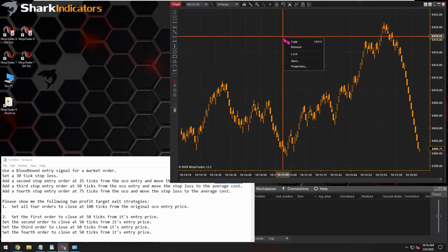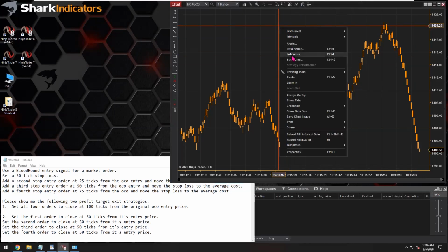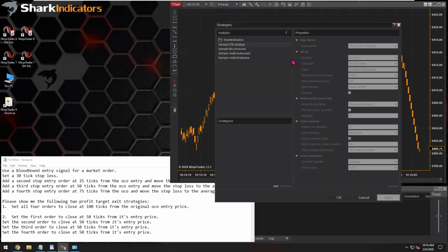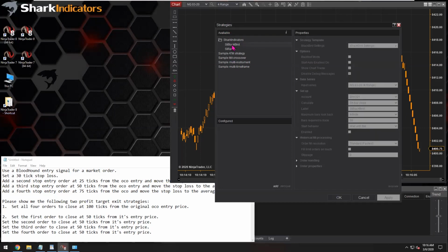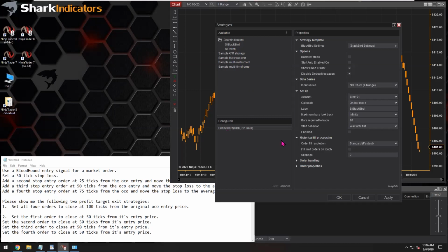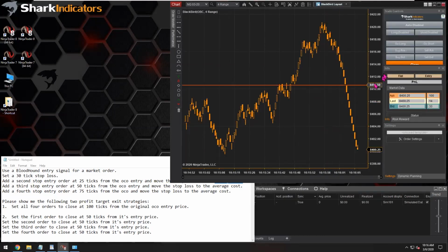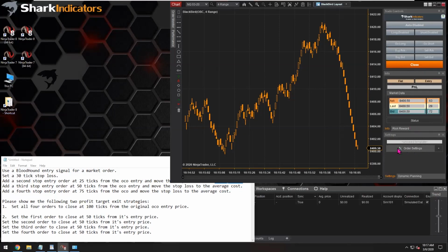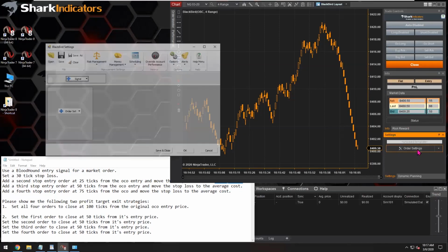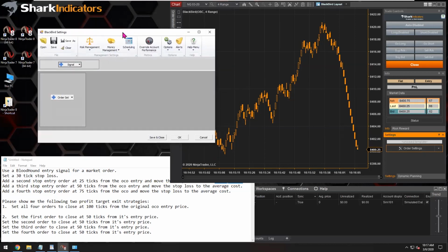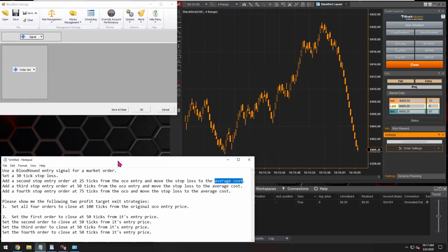All right, so let's get BlackBird up and running. From our strategies window, we're going to go to Shark Indicators and then go to Bloodhound, and let's enable the strategy and call it good. All right, now we have BlackBird up and running. So we're going to use the order settings button here to open up the interface. Let's take a look here.